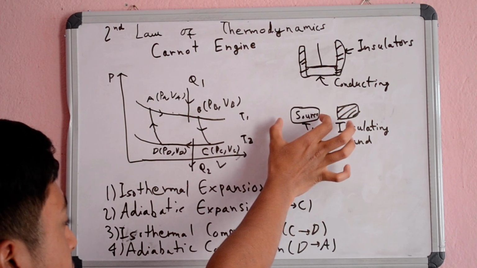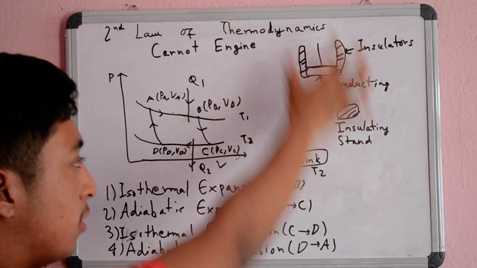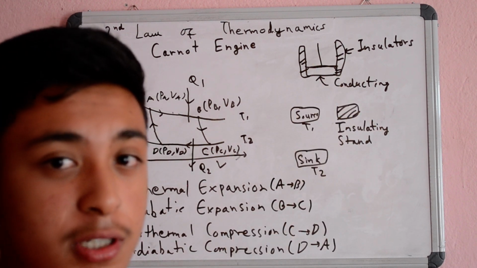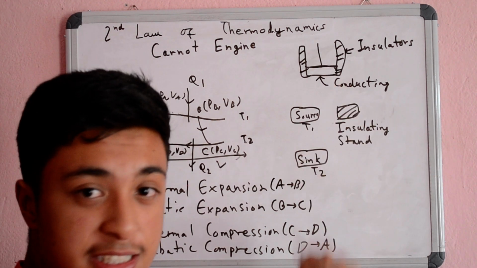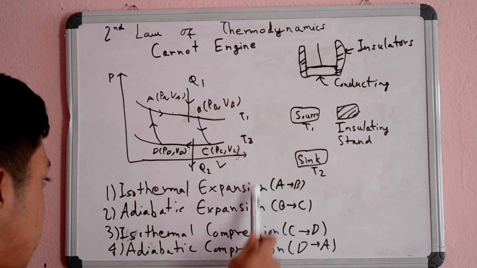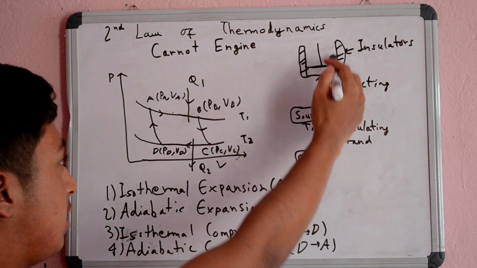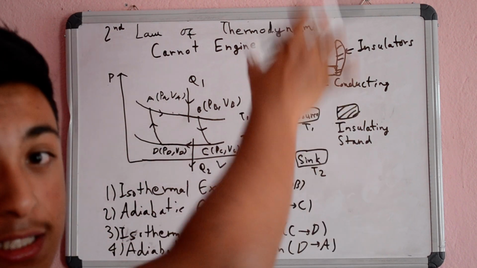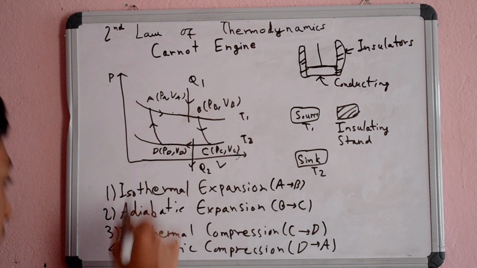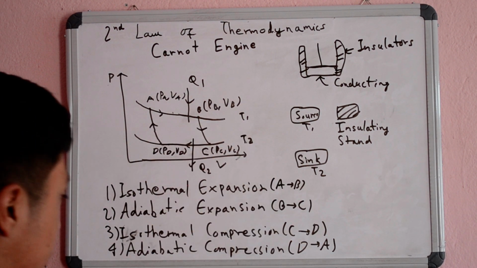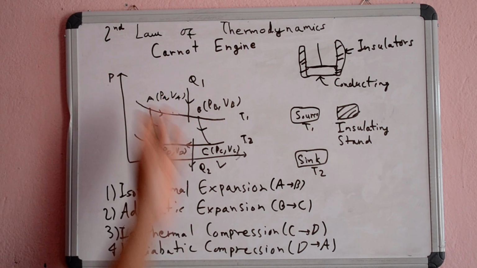So source taken out, insulating stand taken out, sink taken out, insulating stand. So I have formed a kind of a tongue twister to help you remember. Source, stand, sink, stand. That is the 4 steps. Source, stand, sink, stand. So essentially the cylinder is taken to the source, then stand, then sink, then stand. So it goes from isothermal expansion, adiabatic expansion, isothermal compression, adiabatic compression. And this is the Carnot's graph.